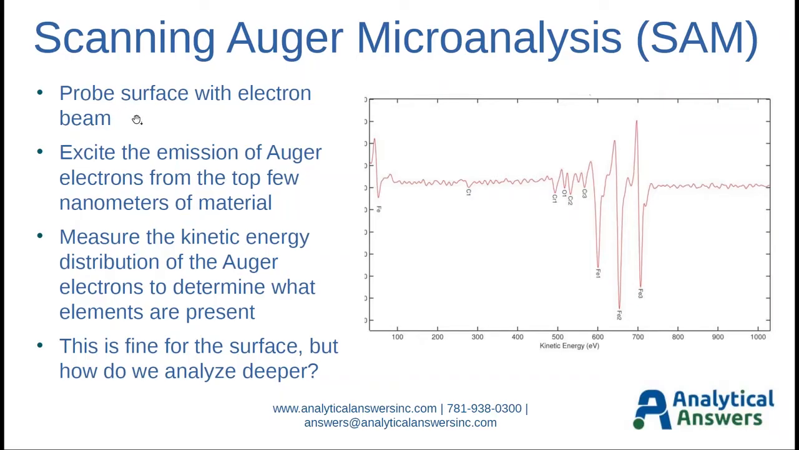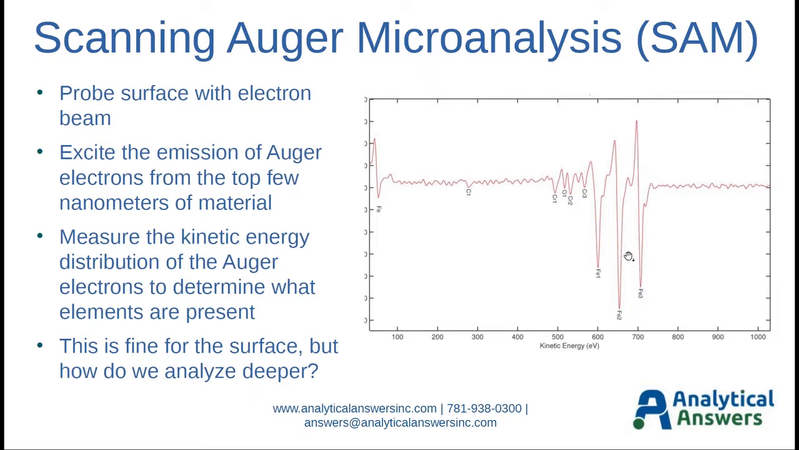So again, we probe the surface with an electron beam, and we excite the emission of Auger electrons from the top few nanometers of material. And that analyzer I just showed you measures the kinetic energy distribution of the Auger electrons. So what we end up with here is a plot of counts or intensity versus kinetic energy of those Auger electrons being emitted by the sample. Now this plot has actually been processed with a derivative function. The raw data that comes off the instrument is in non-derivative form, but the classic way to analyze the Auger data is in the derivative form.